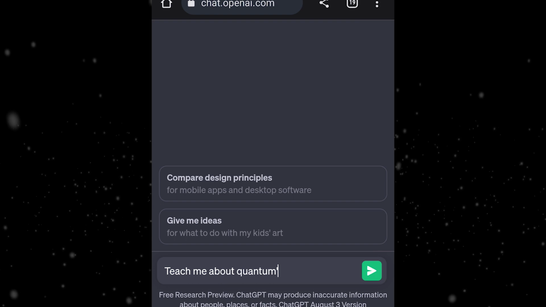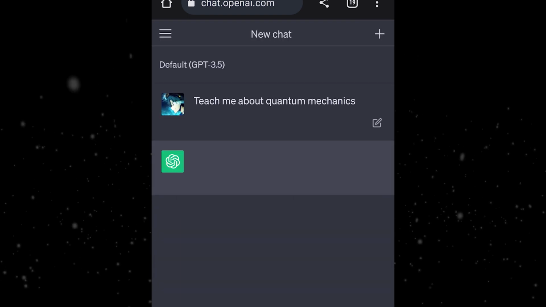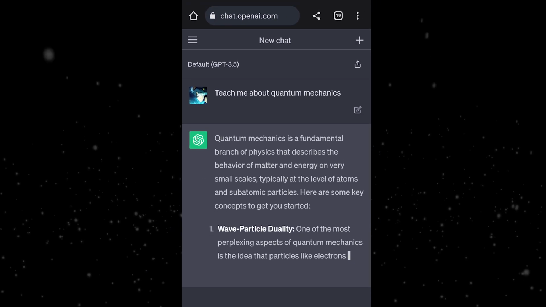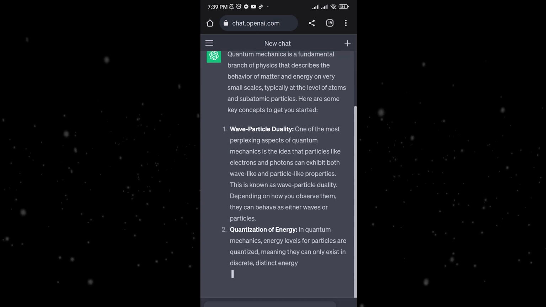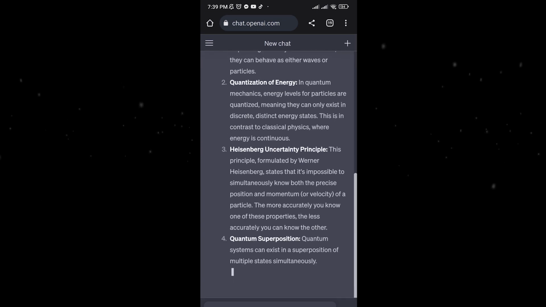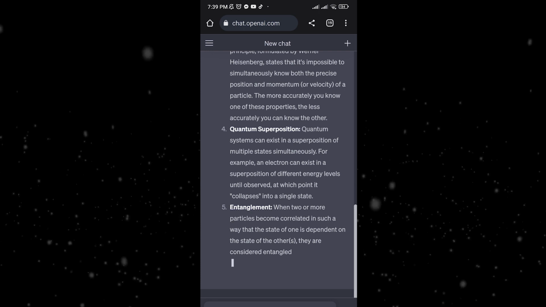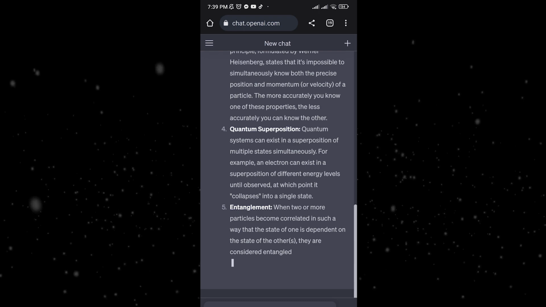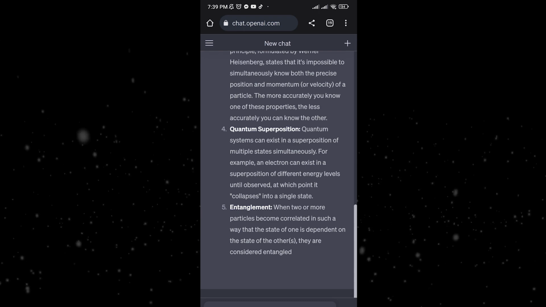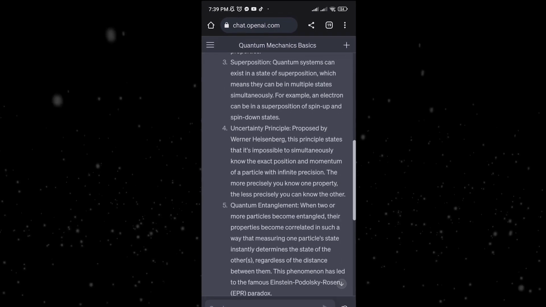So let's say we want ChatGPT to teach us about something like quantum mechanics. And as you can see, it's telling us everything in so much detail, and maybe you don't want to read that because you don't even understand what quantum superposition or entanglement means. Even if it already defines it for us, you still really can't understand it properly and actually have a problem with it.